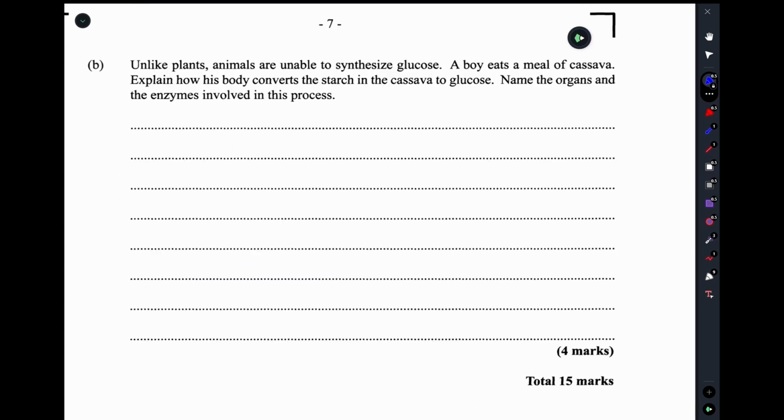And finally, we have part B. Unlike plants, animals are unable to synthesize glucose. A boy eats a meal of cassava. Explain how his body converts the starch in the cassava to glucose. Name the organs and the enzymes involved in the process.